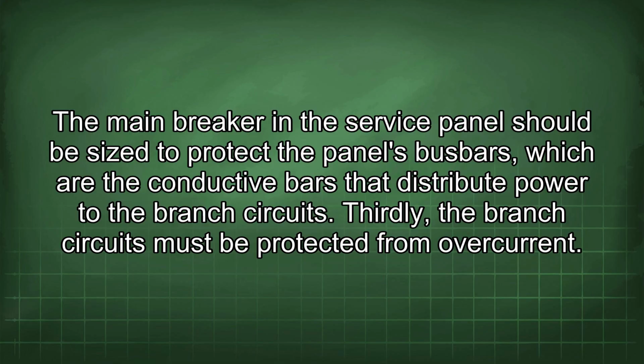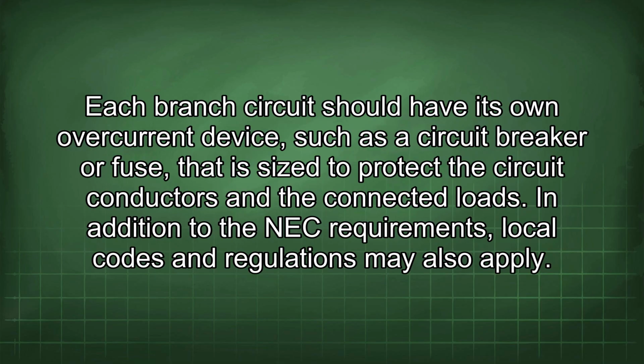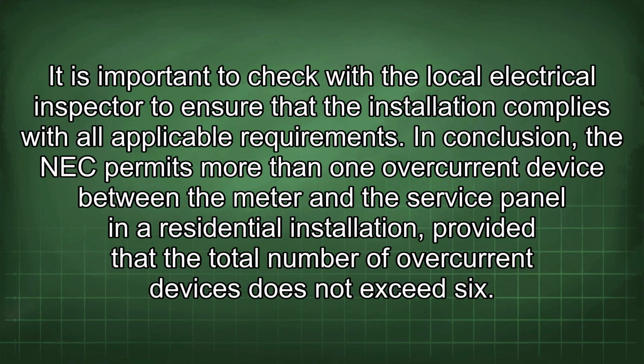Thirdly, the branch circuits must be protected from overcurrent. Each branch circuit should have its own overcurrent device, such as a circuit breaker or fuse, that is sized to protect the circuit conductors and the connected loads. In addition to the NEC requirements, local codes and regulations may also apply. It is important to check with the local electrical inspector to ensure that the installation complies with all applicable requirements.